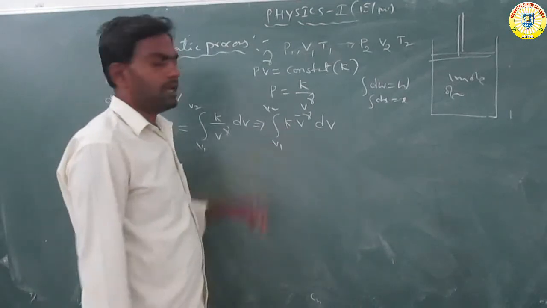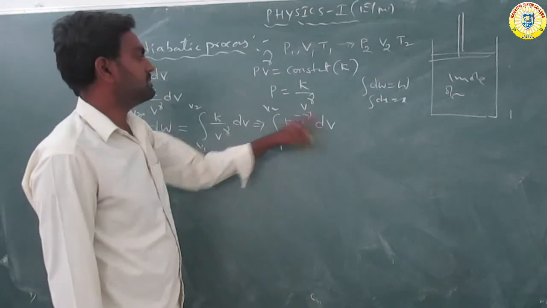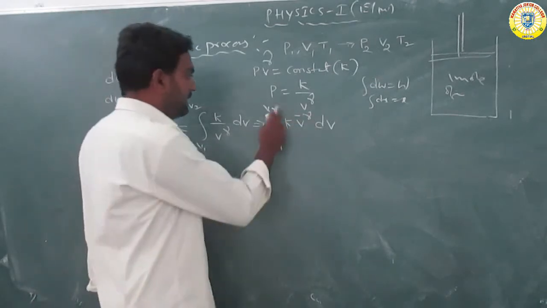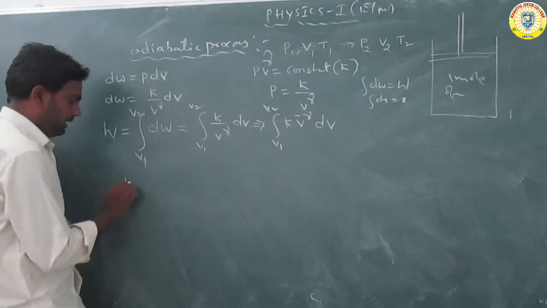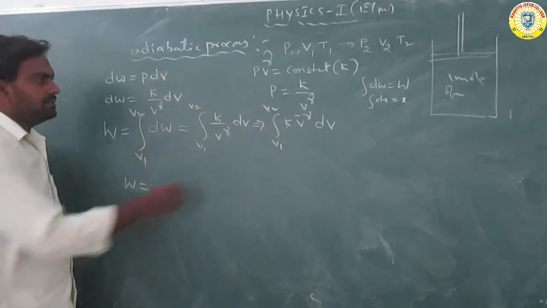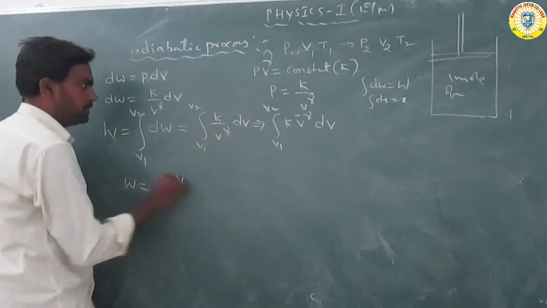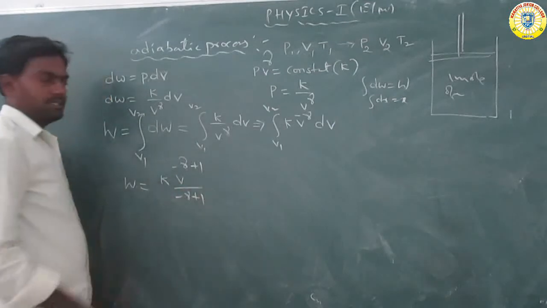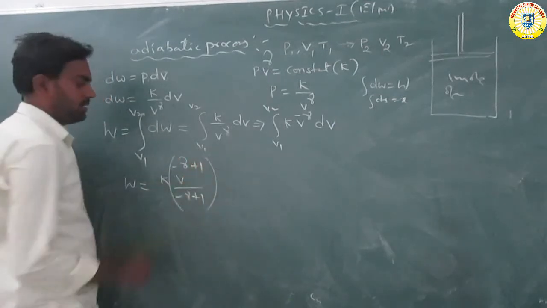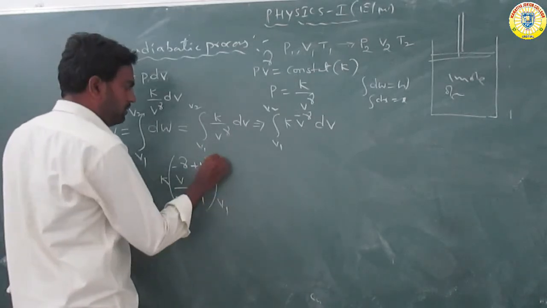K is the constant term. So W is equal to K times the integration of V to the power of minus gamma dV, which gives V to the power of minus gamma plus 1 by minus gamma plus 1, with the limits taken from V1 to V2.